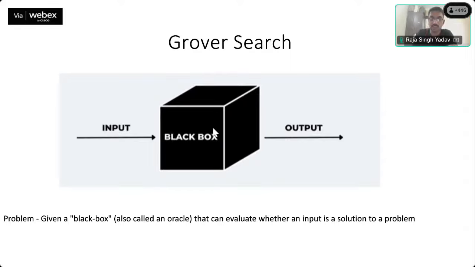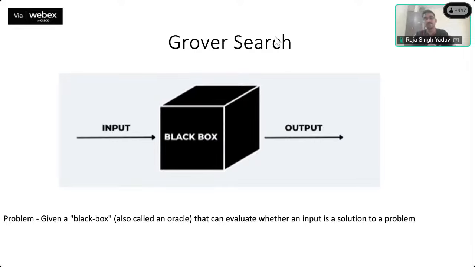Now the way Grover search works is just like classical, but we have to design our own black box here, our own oracle. In quantum, instead of saying black box, we generally use the term oracle every time. That's the notation we generally follow here. So we have an input, we have an oracle, and it will give you the output.